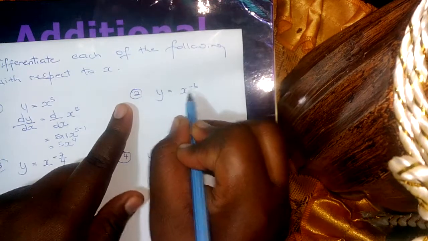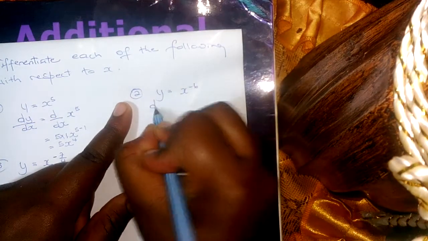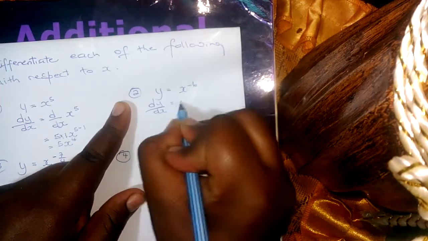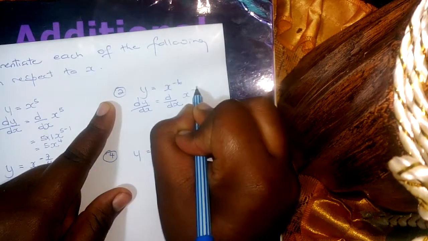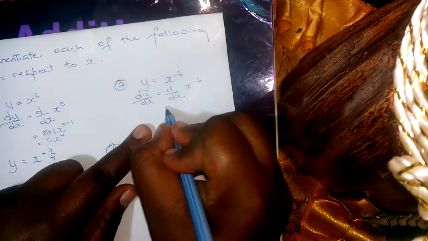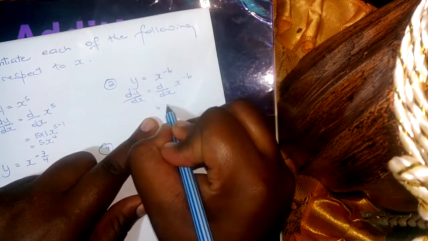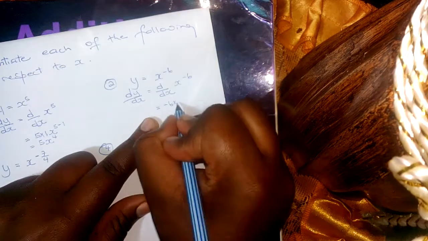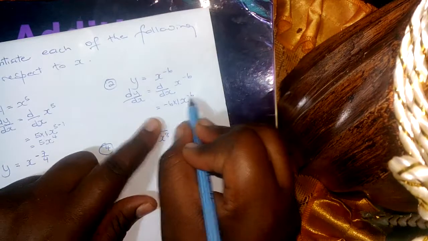We have y equal x to the negative 6. So we're going to add d over dx and d over dx to show that we're differentiating. Alright. Then we take the power here, which is negative 6. The coefficient of x would be 1. Put back our x to negative 6.